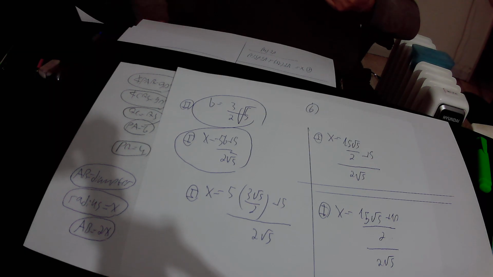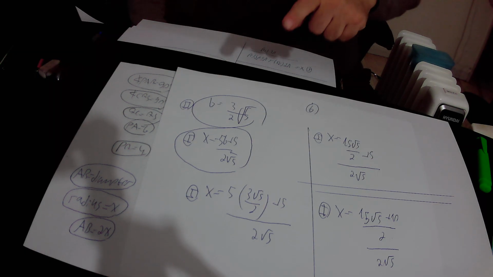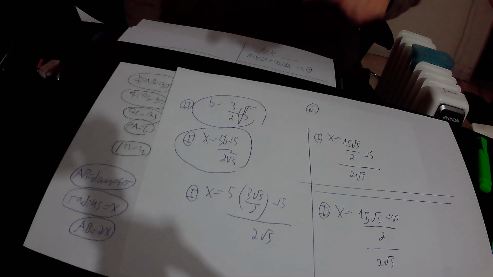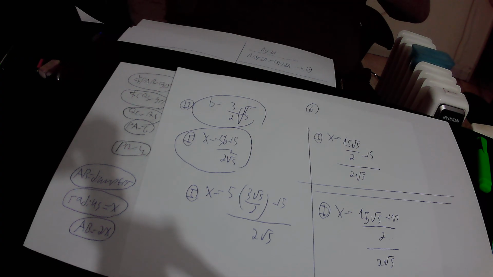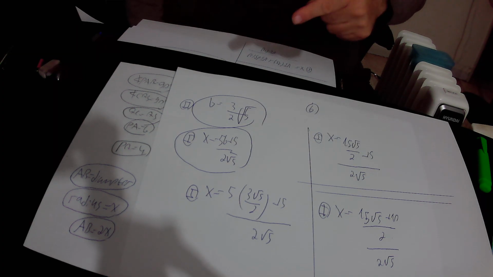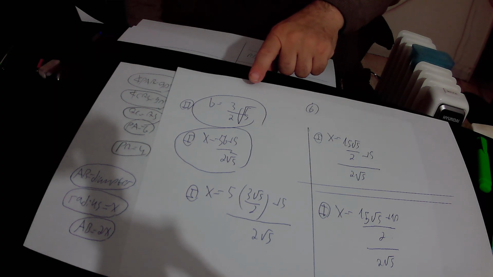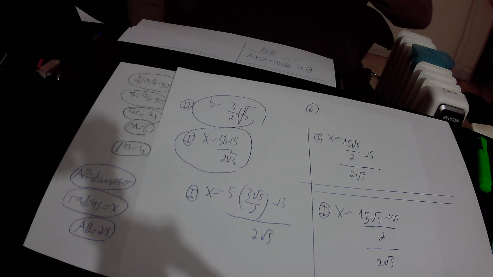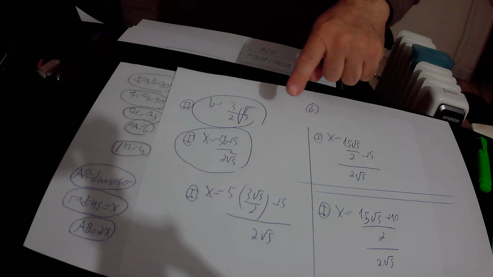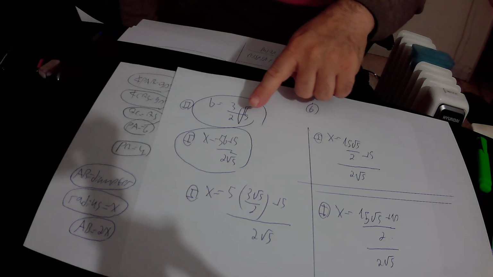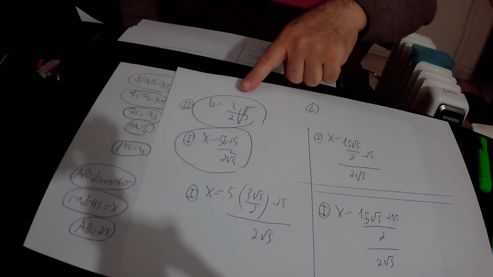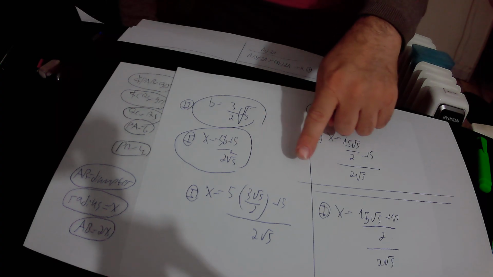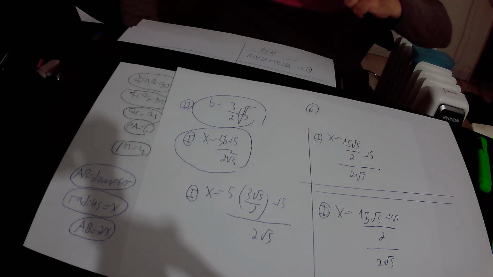While according to equation number 1, we have already found that x equals 5b plus 5 over 2 times square root of 5. Now we can substitute b. We can put the value of b that we found from equation number 2 into b in equation number 1. We did it, and we got that according to equation number 1, x equals 5b, and b is 3 times square root of 5 over 2, plus 5 over 2 times square root of 5.